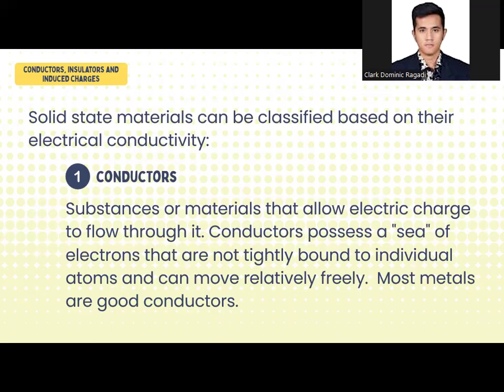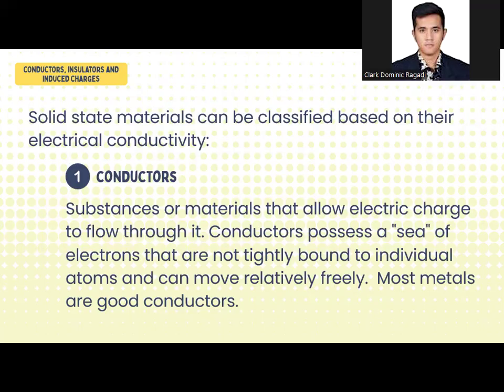Since conductors possess a sea of electrons, meaning they have a lot of electrons that are far away from the nucleus, in the valence shell, it would only need a tiny amount of energy for them to be moved from atom to atom. That is why conductors are good. Conductors allow the flow of electrons or the flow of charges. Examples of these are silver, copper, aluminum, and gold. By the way, the best conductor is silver.